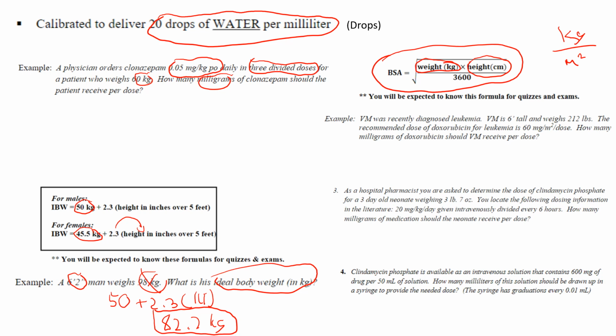So let's really quick do a problem relating to that. We have a patient that is 6 feet tall and weighs 212 pounds. The recommended dose for this drug is 60 milligrams per meter squared dose. How many milligrams should this patient receive? So what we can do is, if you remember from our previous video, we know that 212 pounds times 2.2 pounds per kilogram, we can get their weight, which is 96.4 kilograms.